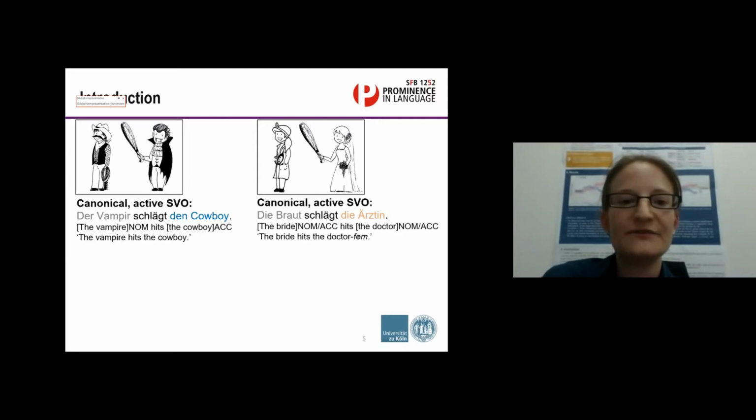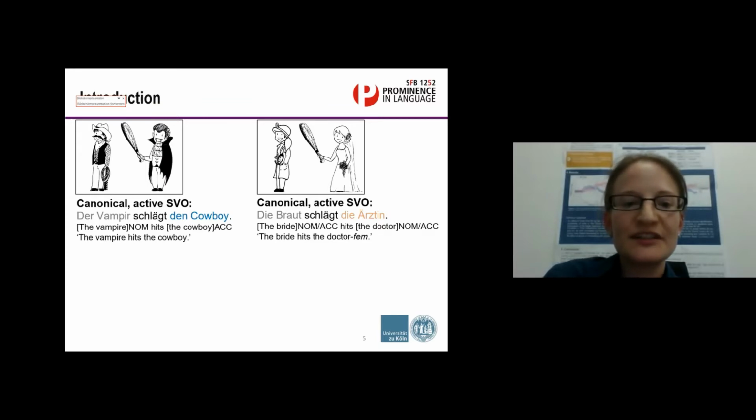In our study, we investigated how morphological case affects the description of transitive events and the tendency to produce passives or other non-canonical structures such as object initial active sentences. German is ideally suited for this investigation as it displays overt as well as covert case marking.